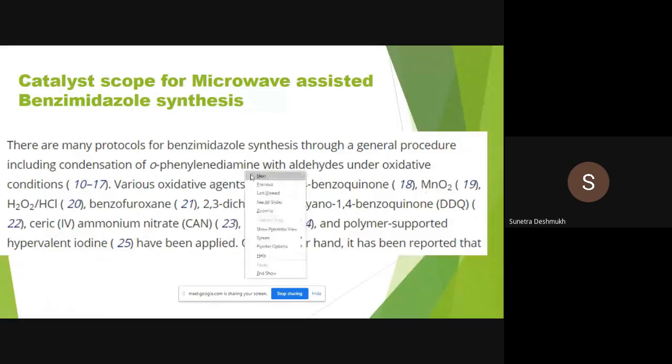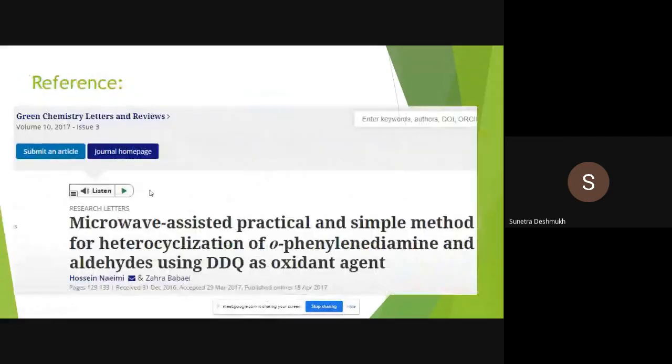The reference for this synthesis of benzimidazole is Green Chemistry Letters and Reviews, 2017, volume 10, issue 3: a microwave-assisted practical and simple method for heterocyclization of ortho-phenylene diamine and aldehydes using DDQ as an oxidizing agent, reported by Hossein Naimi and Zahra Babil. So this is the reference for that.